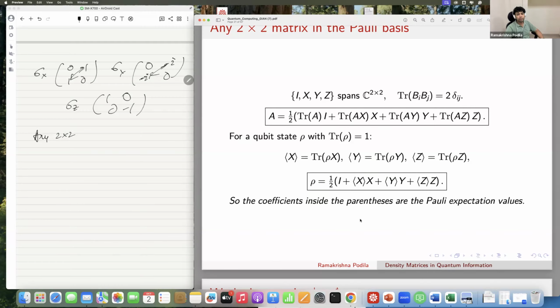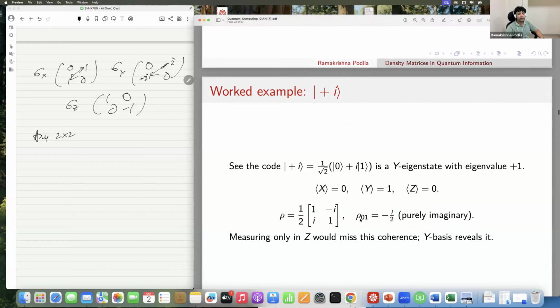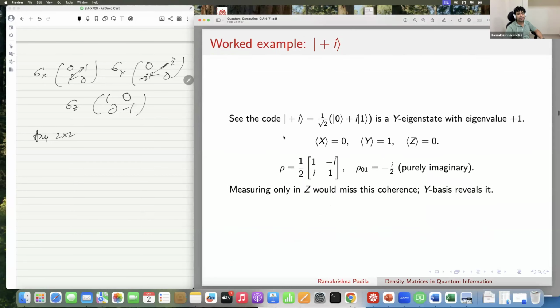So if we want a worked example, let us say we have the plus i state, where we are taking some state that looks like this. This is a Y eigenstate with eigenvalue of +1. That is spin up along the Y axis, right? Then if I want to construct this density matrix, think about this. This is spin up along the Y axis.